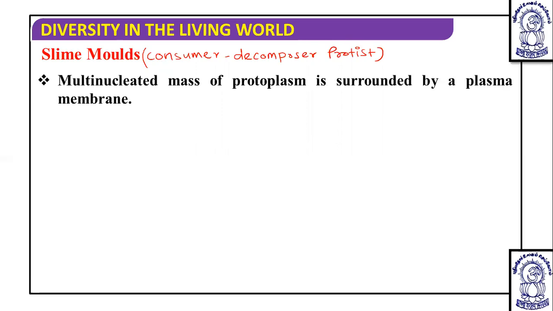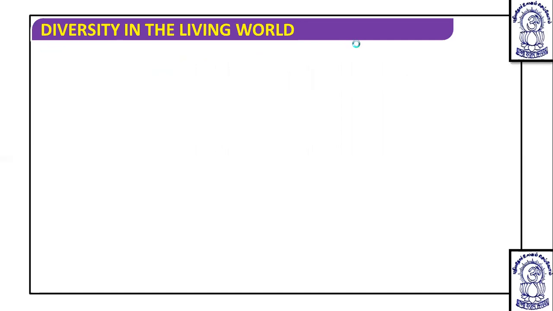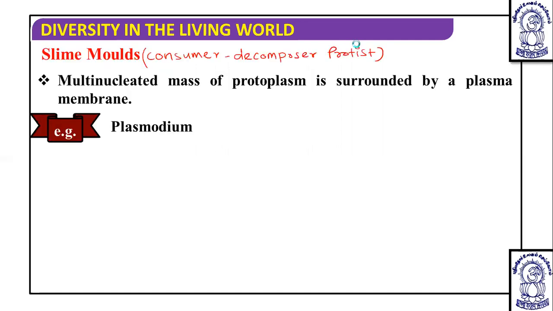In this, we will study that there is a formation of one multinucleated mass of protoplasm that is surrounded by a plasma membrane, and that mass is known as plasmodium. So before studying this plasmodium in detail, we first should note down some of the initial general characteristics of these protistan fungi.